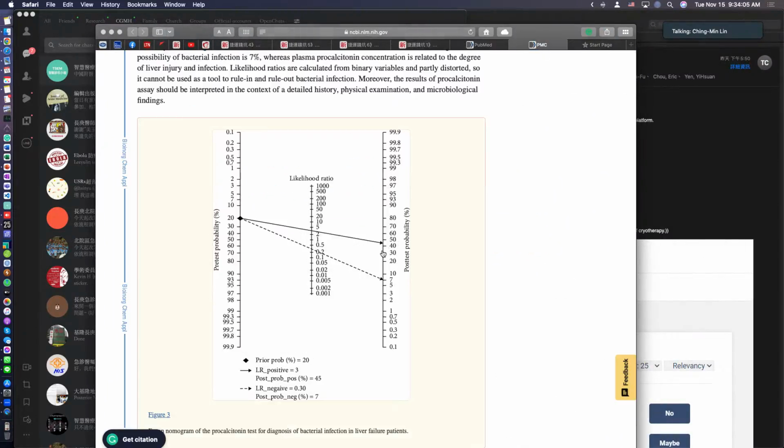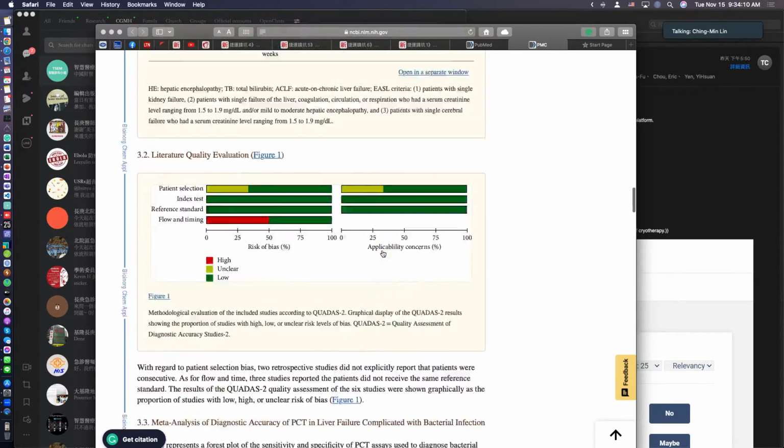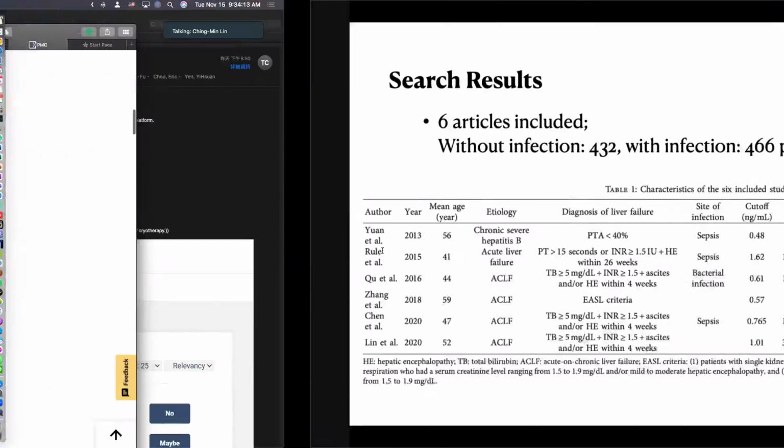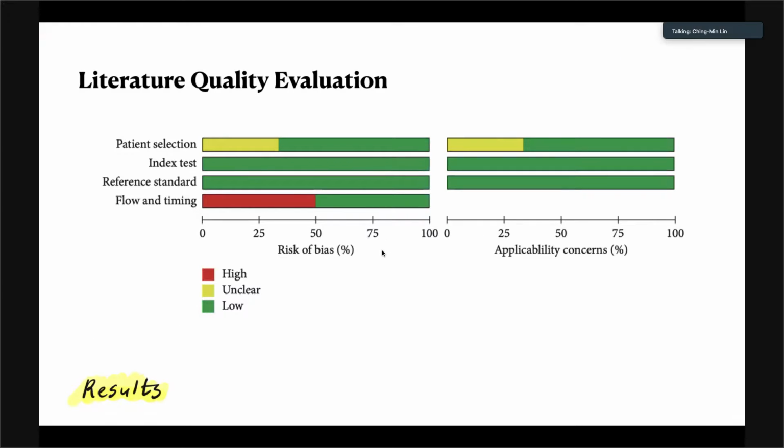Here are the characteristics of the 6 included studies. Let's see. Oh, I don't think I can point on my screen. But as we look at the different categories, we can see that these 6 articles included different etiologies for liver failure, with different diagnoses also. And also, these 6 studies have different cutoff values for procalcitonin and different sites of infection. And these articles were published in the recent decade, which is quite new, actually.